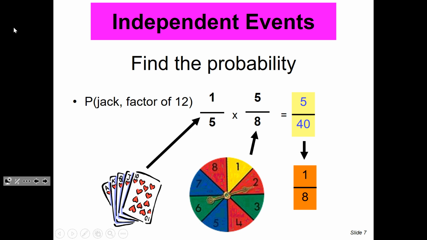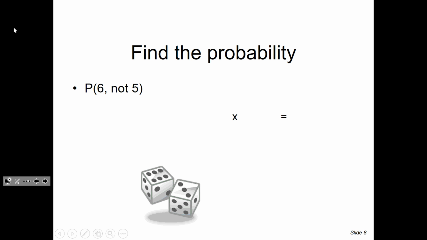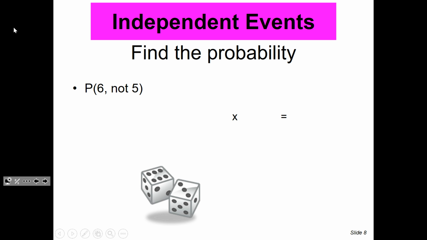All right. Okay, next one. Rolling a 6 and then not rolling a 5. Independent or dependent? Independent. Because if I roll a die, I can roll it again. Nothing's going to change. Okay? So the probability of rolling a 6 is 1 out of 6 because it has 6 sides, right? What's the probability of not getting a 5? 5 out of 6 because it could be anything else. So our likelihood of getting a 6, then not a 5, would be 5 out of 36.